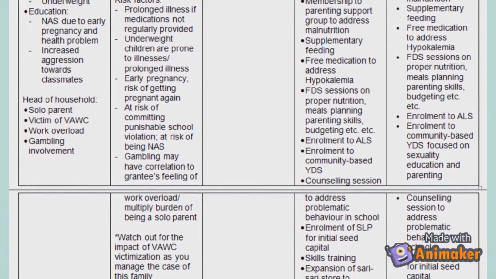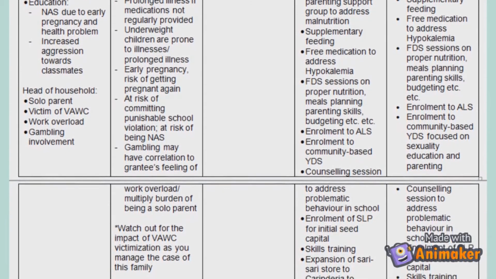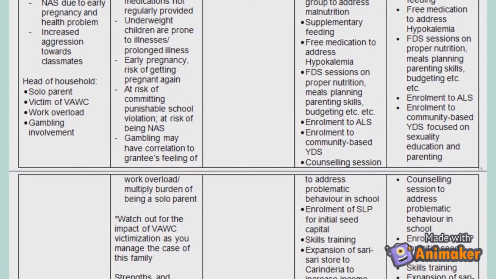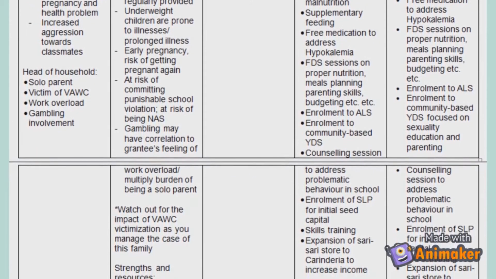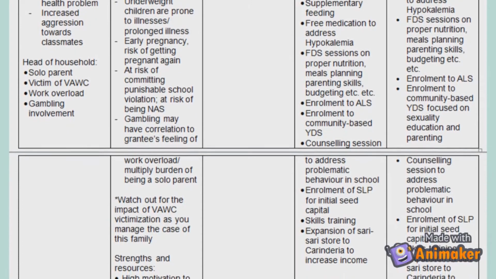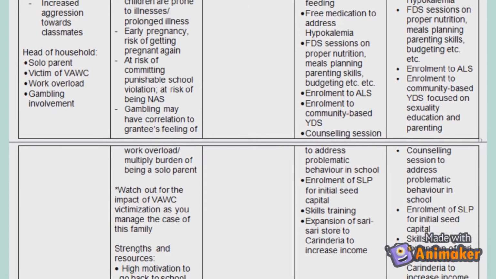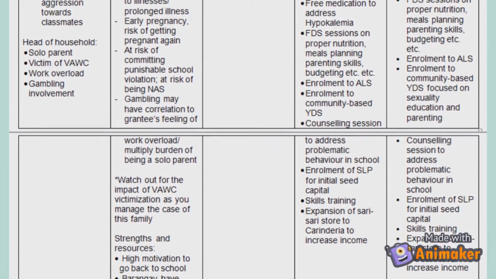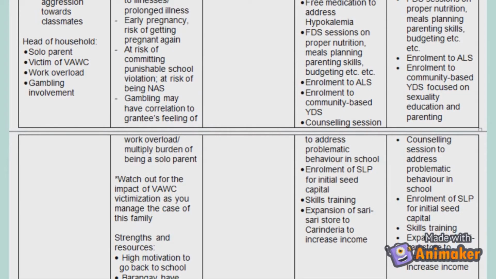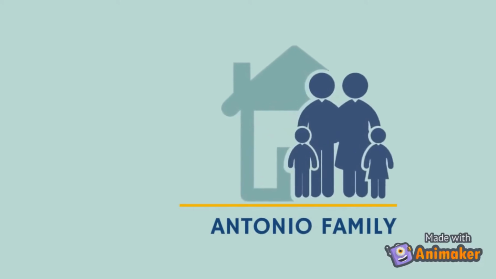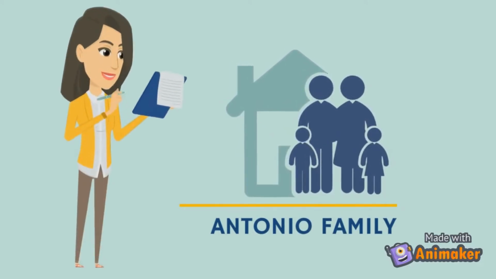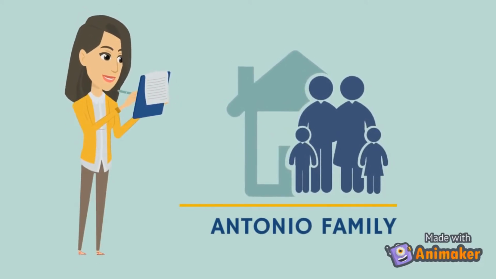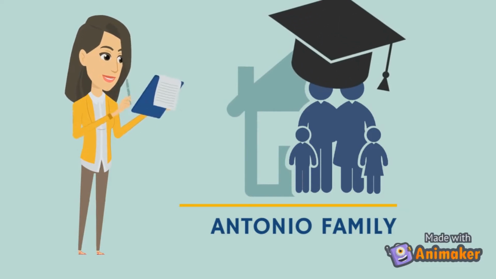attend counseling sessions to address problematic behavior in school, enroll in SLP for initial seed capital, attend skills training, expand the Sari store to Carinderia to increase income, and quit gambling as a result of strengthened support group involvement. In the 5th year, the recent NHTS survey listed the family as non-poor. Per cross-checking with the SWDE, the family has already reached a self-sufficiency level.